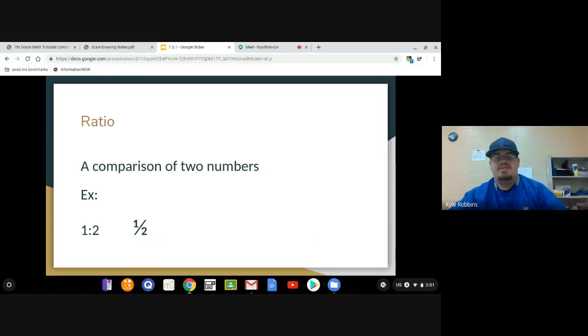If you see, we've got two examples. We've got 1 to 2, which is how you would say this. It's got a colon, but still 1 to 2. And then you've got one that looks like a fraction, but you still say it as 1 to 2.